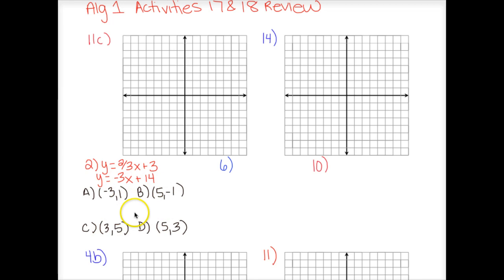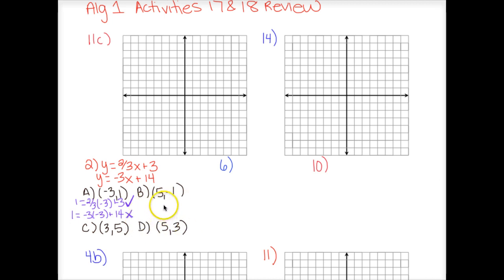You do not have to actually solve the system unless you want to. You should get one of the answers that's here, but you can just plug it in to check. So if I take A and plug the -3 in for the x and the 1 in for the y, that statement would read 1 equals 2/3 times -3 plus 3. Multiplication comes first, and 2/3 times -3 is -2. -2 plus 3 is 1, so it works in the first equation. Then in the second equation, y, put 1 in there, equals -3 times x, which is also -3, plus 14. -3 times -3 is +9, and plus 14 gives me 23. So 1 certainly does not equal 23, so I know A cannot be my answer.